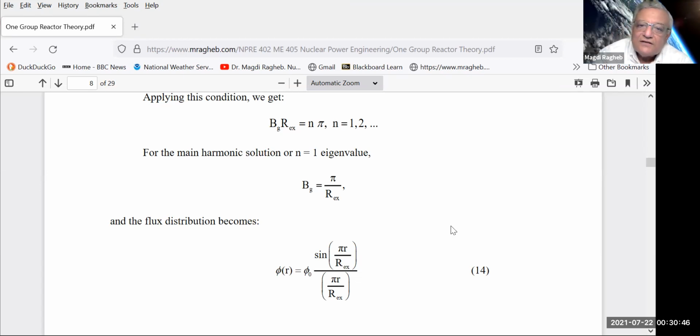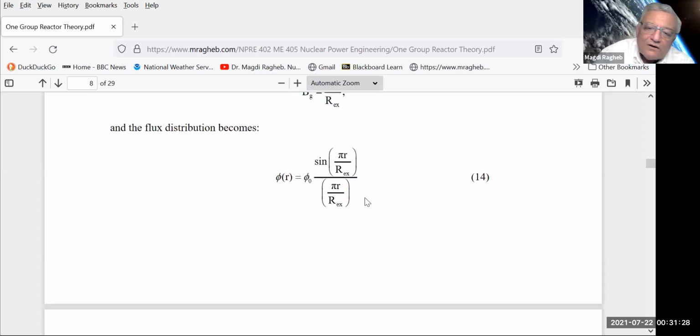So what we are really interested in is the main harmonic for the solution, which is n equal to 1. And that immediately tells me that the geometric buckling multiplied by the extrapolated length should be equal to n = 1 times pi. And that B_g now is equal to pi over R extrapolated. So we go back to our solution for the flux in a spherical reactor and write that the flux as a function of distance is the value at the center decreasing all the way to the extrapolated boundary as sine of pi r divided by the extrapolated boundary. If the extrapolated boundary is small, we can just take that capital R as the boundary of the reactor itself.